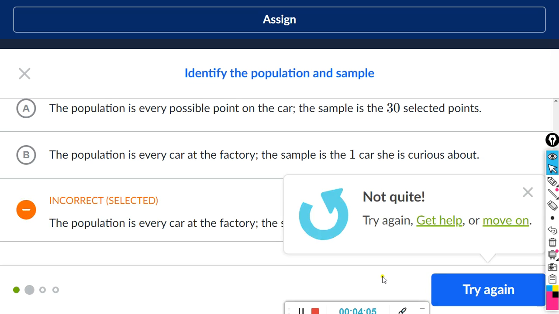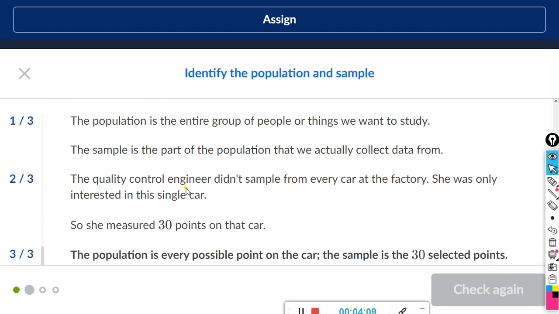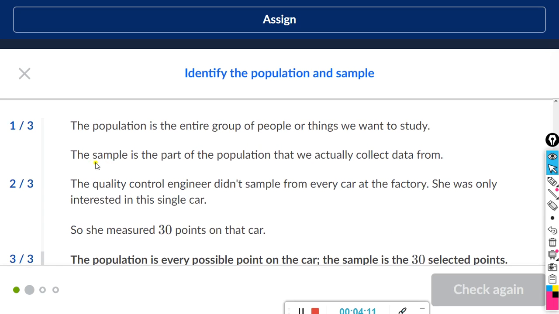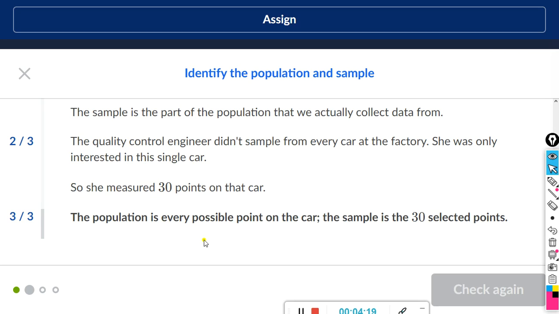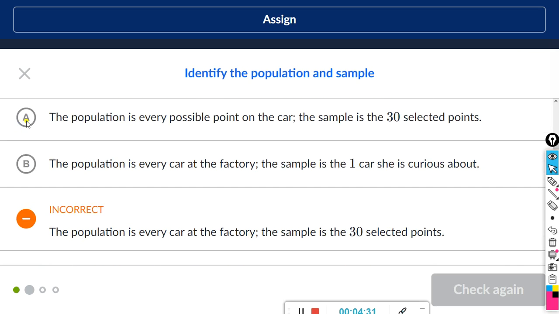Whoops. Let's see. Quality control didn't sample every car. She was only interested in this single car, so she measured 30 points. The population is every point on the car. Yeah, I don't like that answer. Okay, the tires don't have paint, so that was a confusing one. So I guess it's answer A.